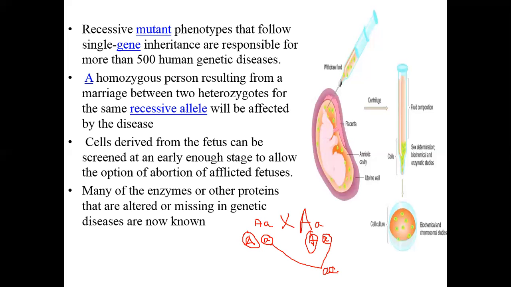Cells derived from the fetus can be screened at an early enough stage to allow the option of abortion of an afflicted fetus. If we get information that this coming baby is either affected or not, on the basis of this information we can decide whether to hold this baby or not, whether to carry this pregnancy or to abort it. But this can only happen if we have information regarding whether the coming baby will be affected or not.